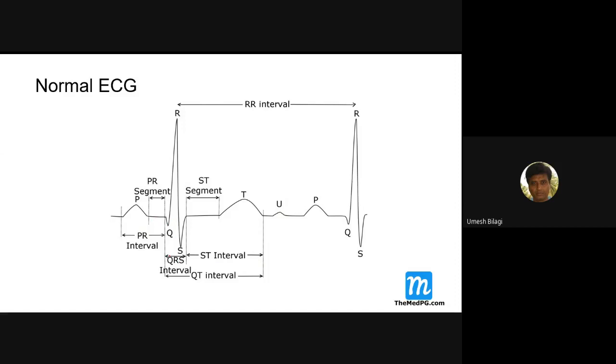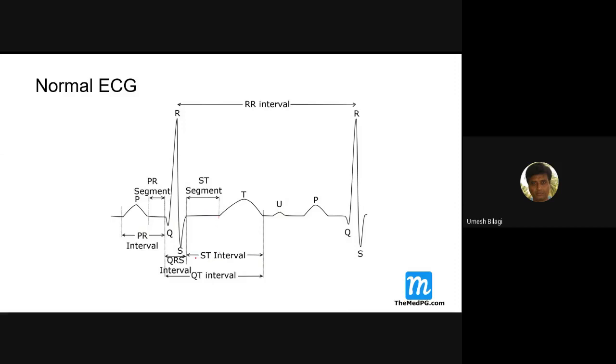Then the QRS interval is from the beginning of the QRS complex to the end of the QRS complex. This is the QRS interval. ST segment similarly, the end of the QRS complex to the beginning of the T wave, is the ST segment. This is an important one for diagnosis of ischemic heart disease. This segment.